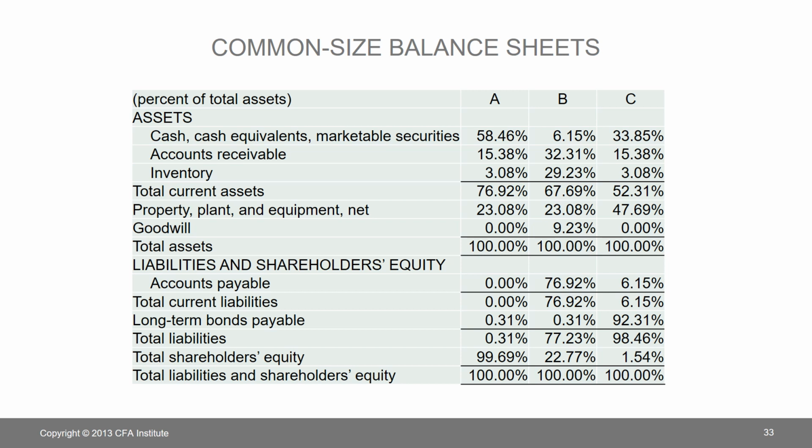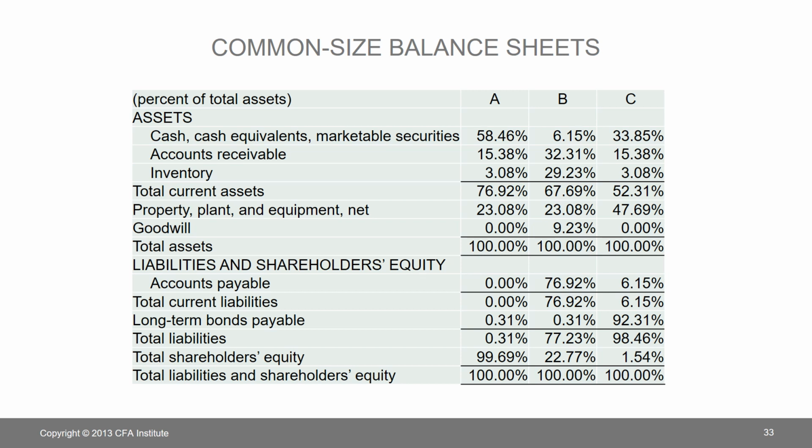Based on these numbers, it seems very unlikely that company A would have difficulty paying the interest and principal on its long-term bonds. And 98.5% of company C's assets, on the other hand, are financed with liabilities. So if company C experiences significant fluctuations in cash flows, it may be unable to pay the interest and principal on its long-term bonds.